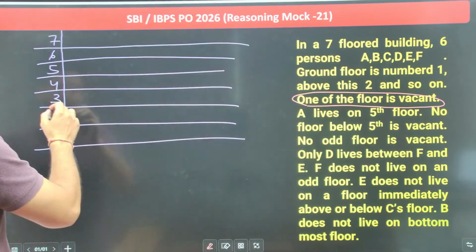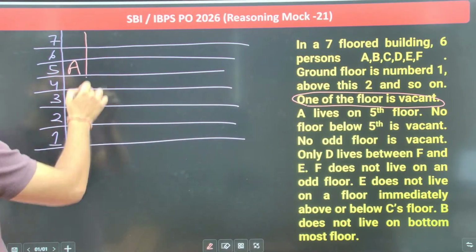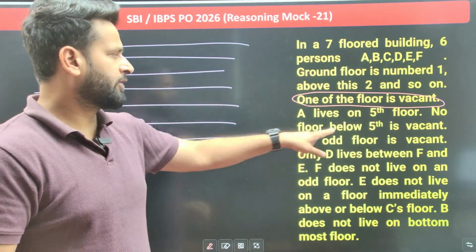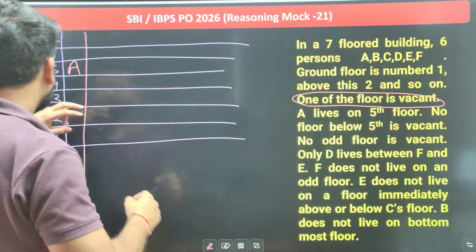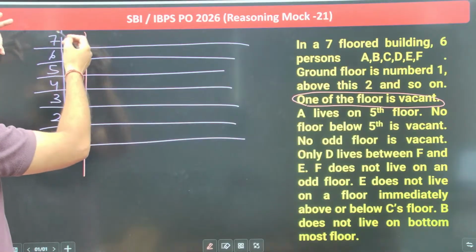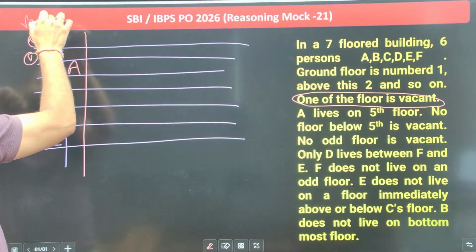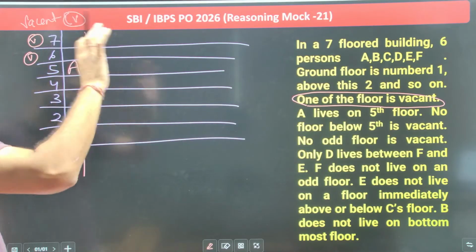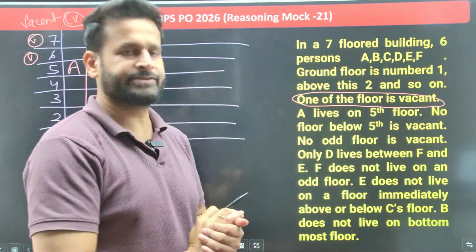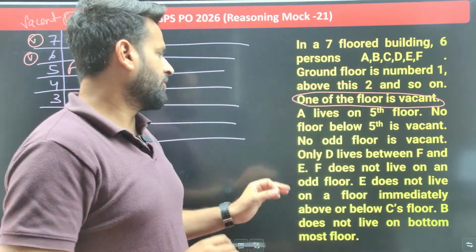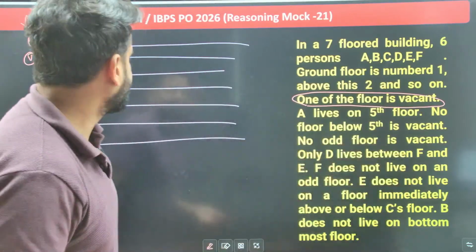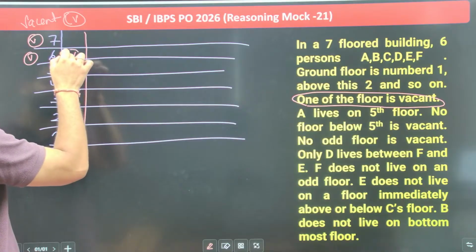A is living on the 5th floor, so this is A living on the 5th floor. No floor below 5 is vacant, so a floor above 5 will be vacant. This can be vacant or this can be vacant. This is the vacant floor, we write it inside just as a nomenclature, right? No odd floor is vacant, so confirmed. Even will be vacant. That means this is vacant.